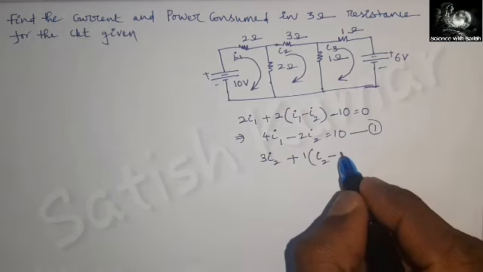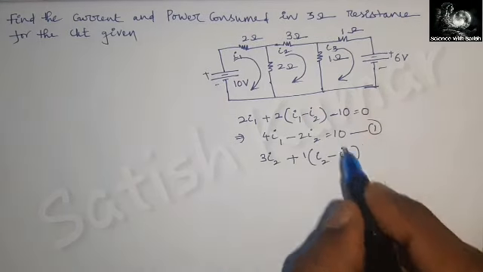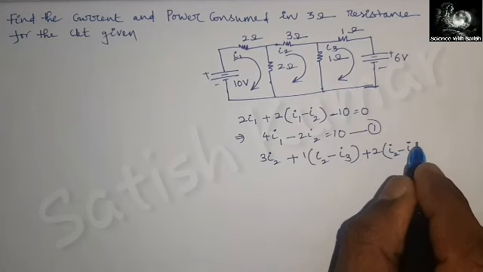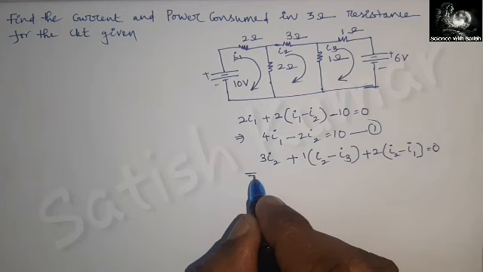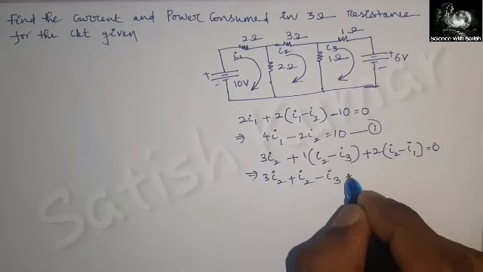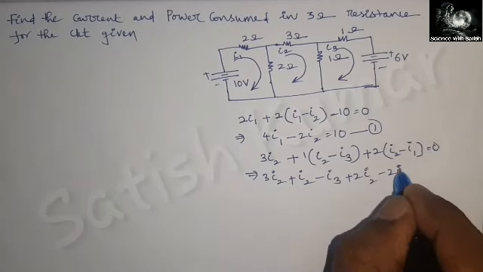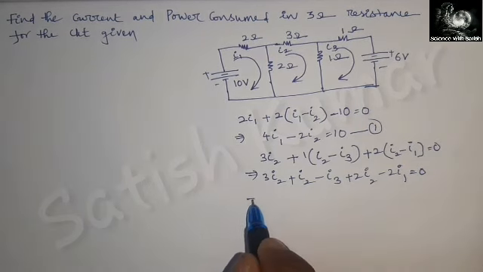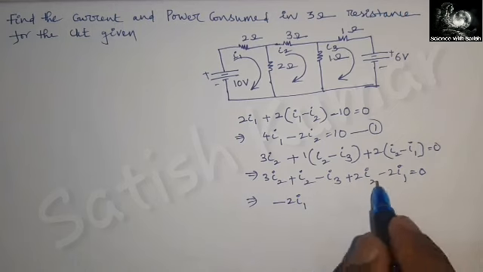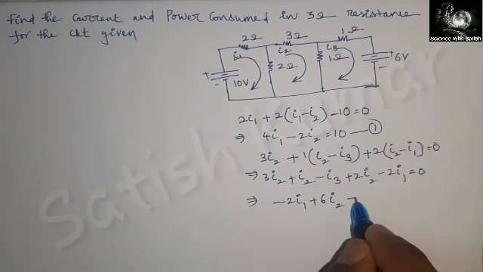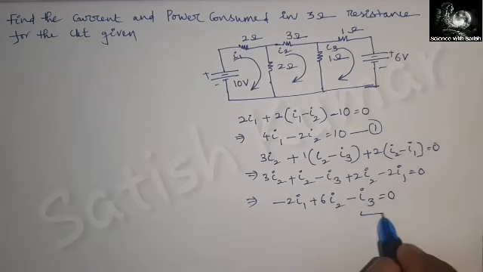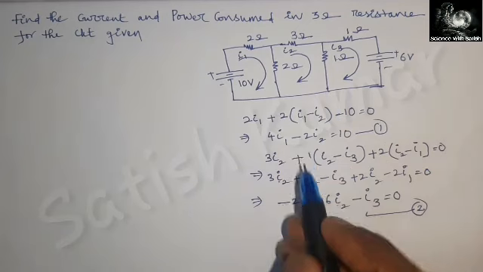where I2 is the current from this loop and I3 is from this, so I2 minus I3, plus 2 into I2 minus I1 is equal to 0, implies 3I2 plus I2 minus I3 plus 2I2 minus 2I1 is equal to 0, implies minus 2I1 plus 6I2 minus I3 is equal to 0. This is equation 2.